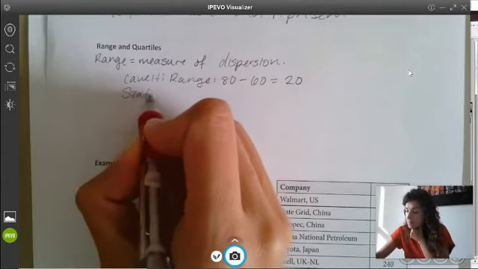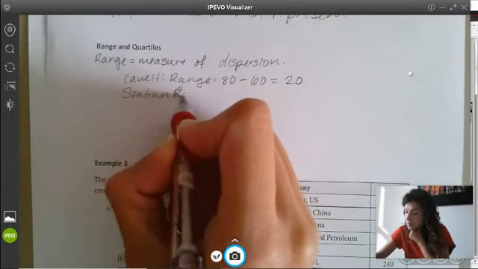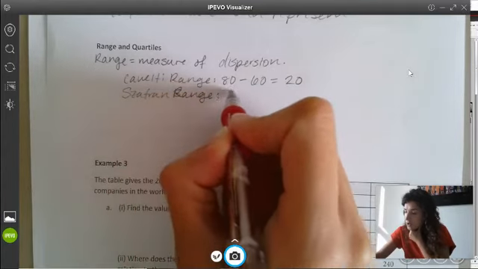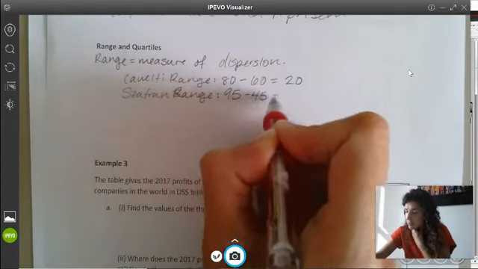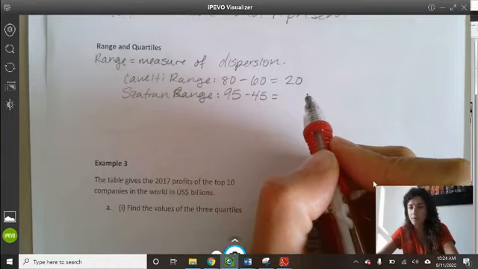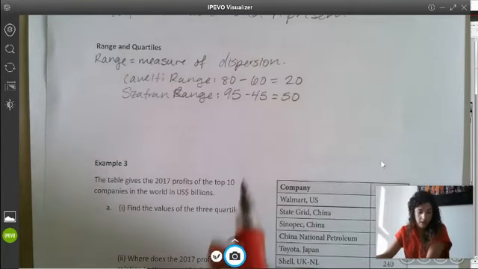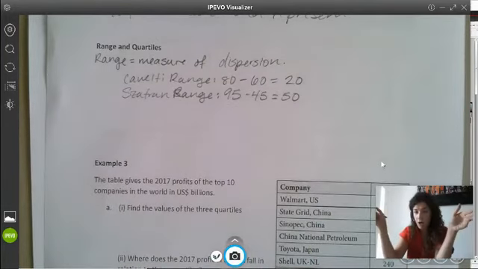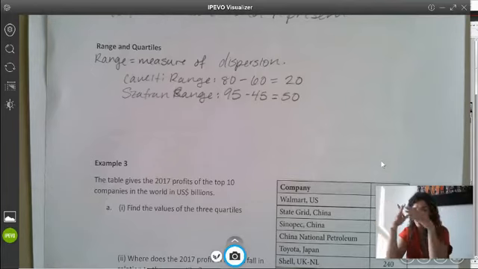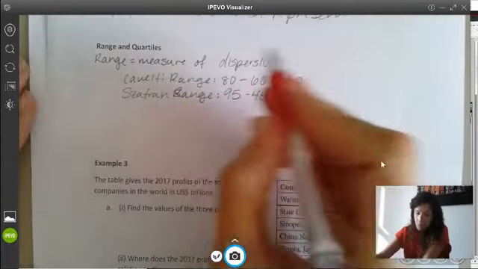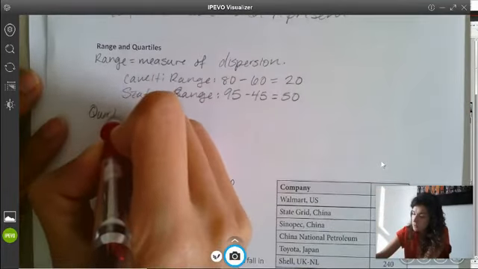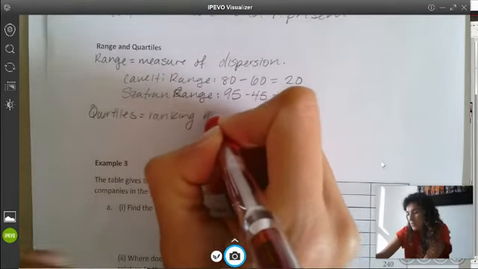Whereas Zaffron, her range was between 95 and 45, which is 50. So a large range. So we can talk about how far apart the ranges are, like how much data does it cover. But we've also got these quartiles. And quartiles are ranking the data, ranking the range.